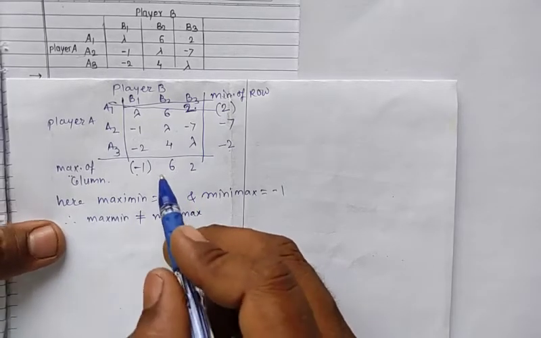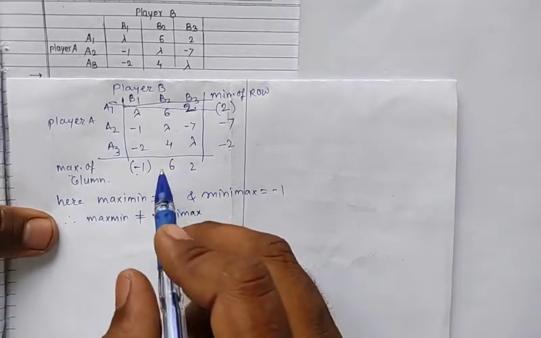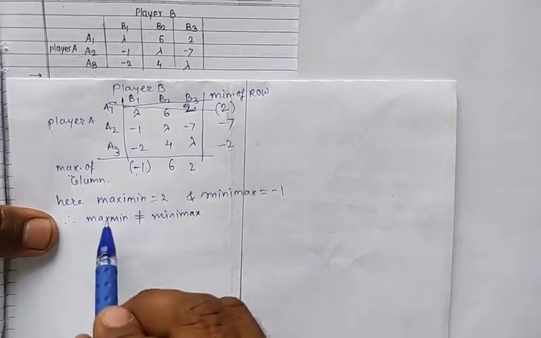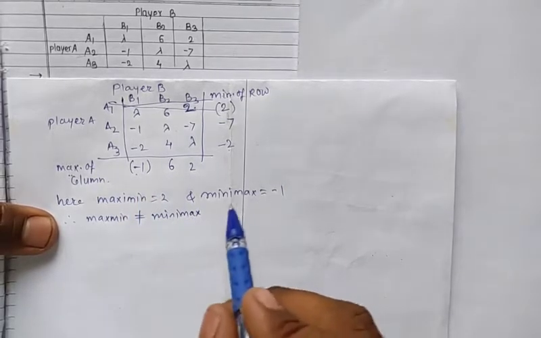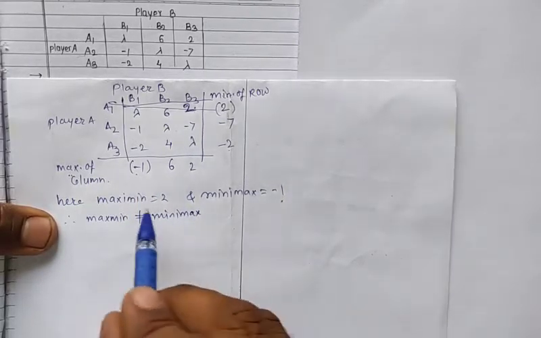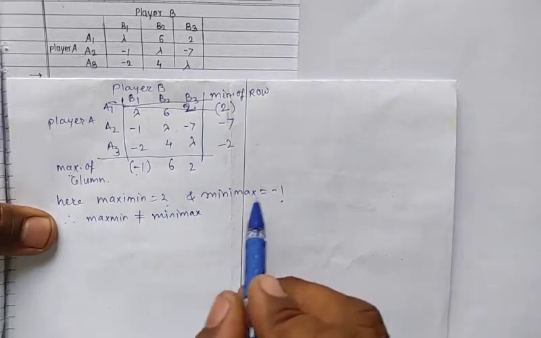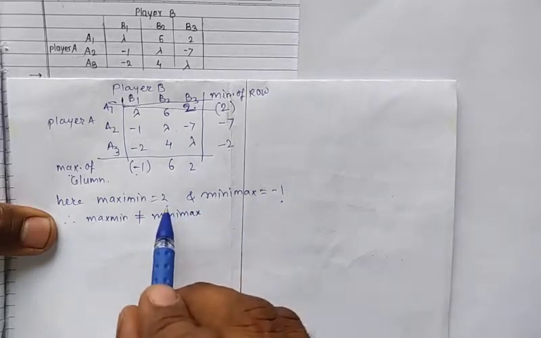Therefore what will be its value of game? Value of game lies between maximum value and minimax value. So minimax value is -1 and maximum value is 2. Therefore value of game lies between -1 to 2.